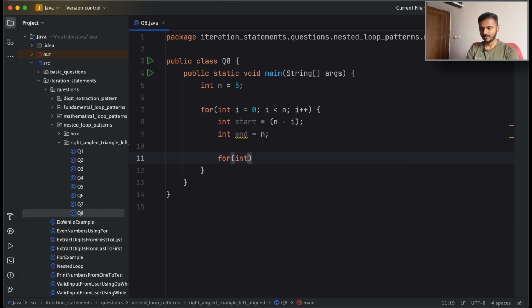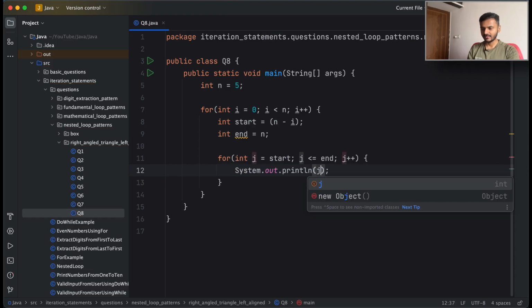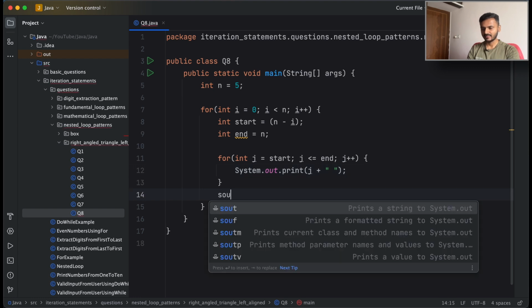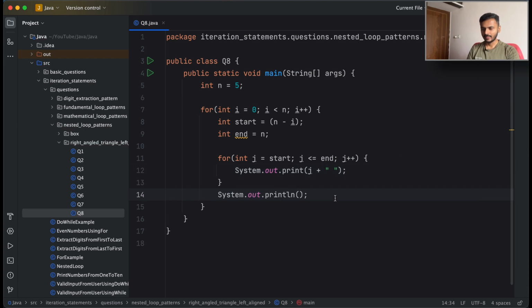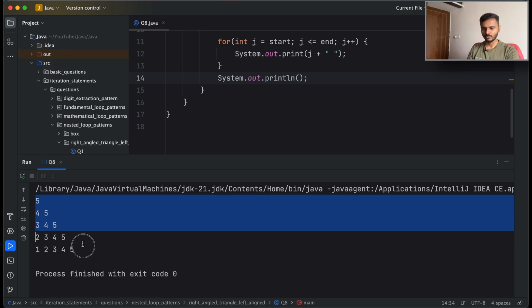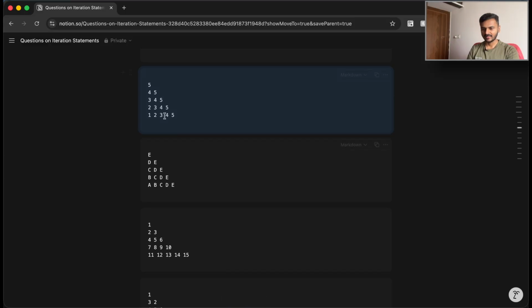And then we can say for int j is equal to start, j less than or equal to end, j plus plus. Here we will have to print the value of j. And let's also leave a space after that. And let's have a println statement here. So with this, if I run the code, what do we get? We get 5, 4, 5, 3, 4, 5, 2, 3, 4, 5, and 1, 2, 3, 4, 5 in the last row, which is exactly what we expected, right?